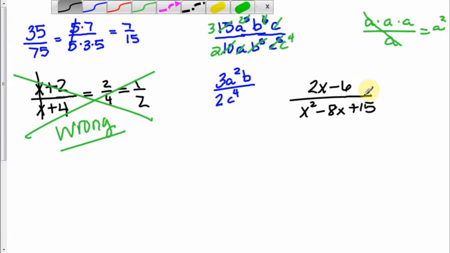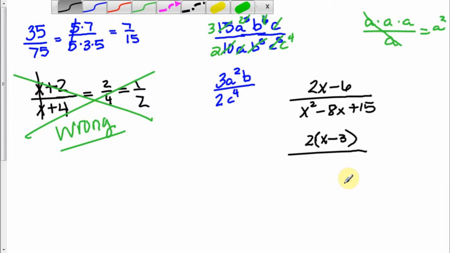But what I can do is I can write it as factors, and then if they're like factors, I can cancel them. So in my numerator, I see that there's a GCF of 2. So I'll factor the 2 out, and I'll be left with x minus 3.